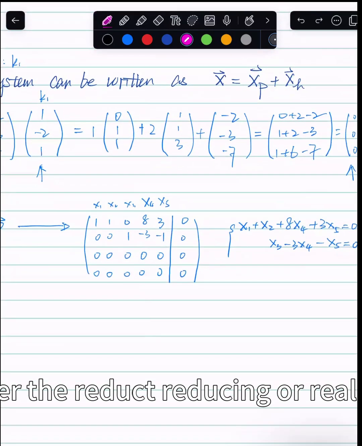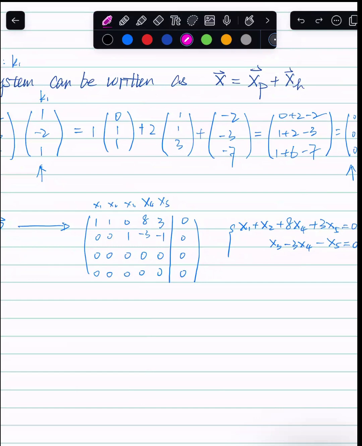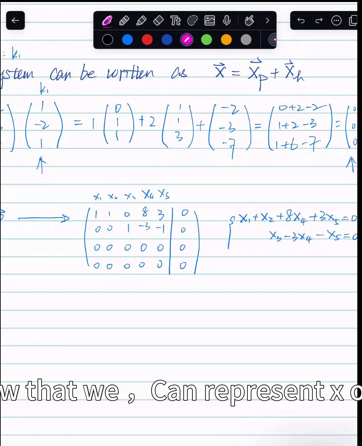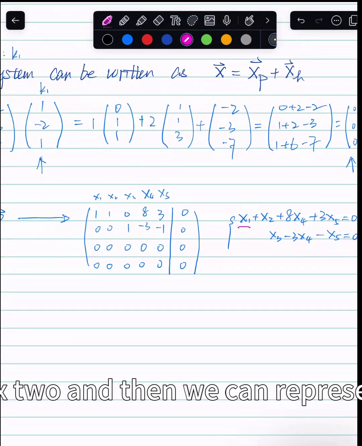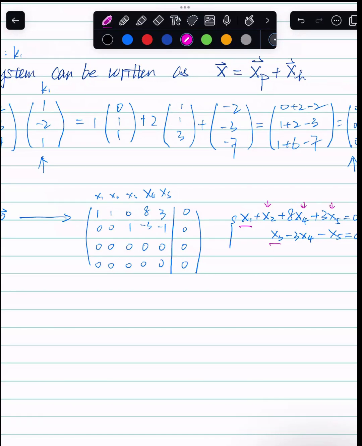So 5 variables with 2 equations, that means we will have three free variables. We know that we can represent x1 equals something, but we have no knowledge on x2, and then we can also represent x3 equals something, but then x4 and x5, we don't know anything about them.